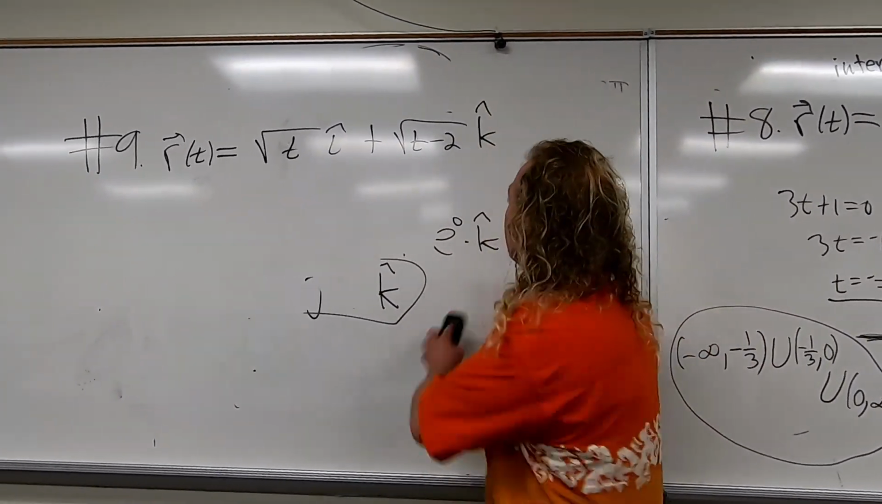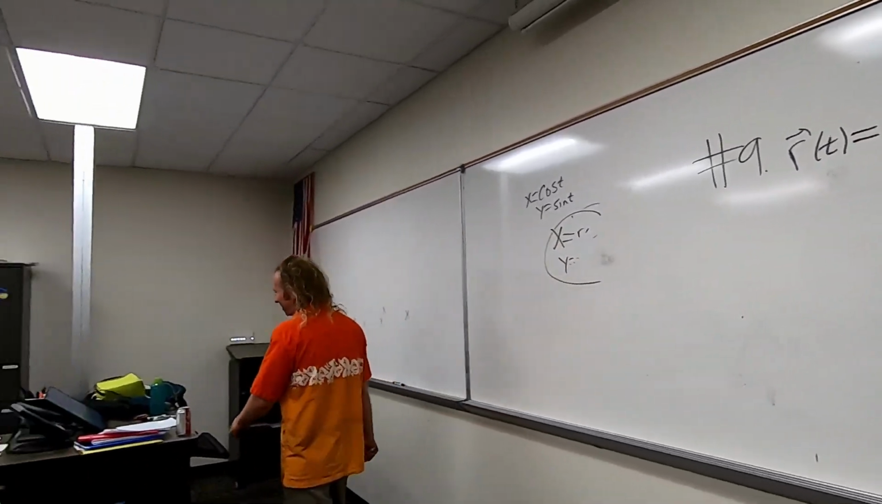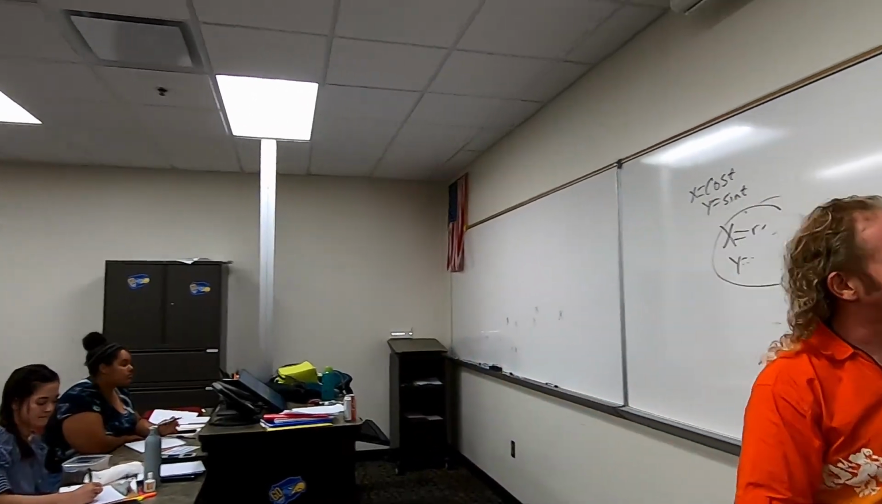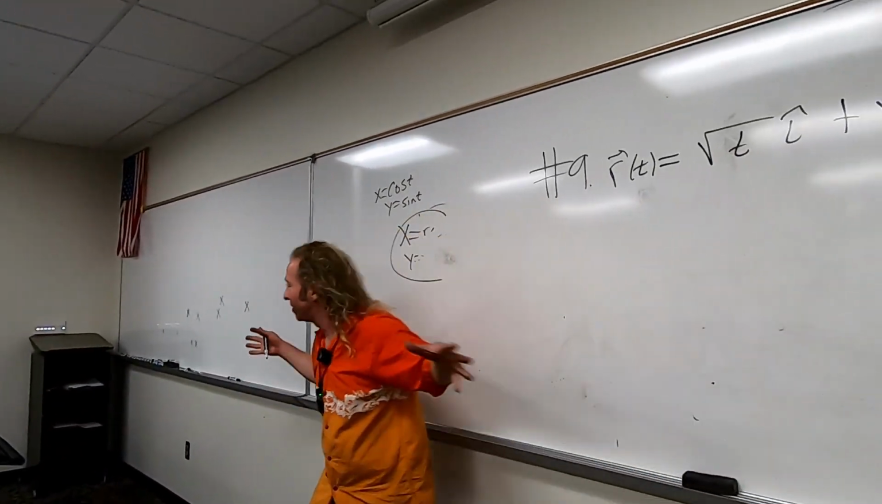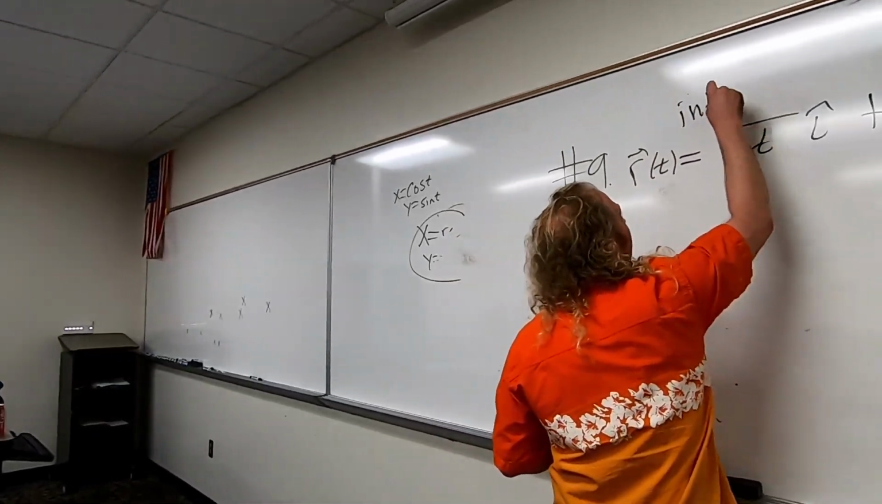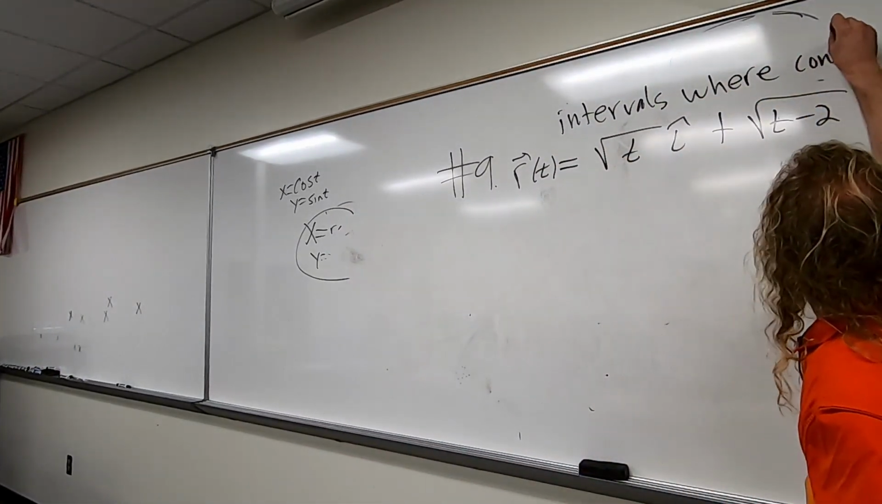Okay. So the j hat's missing. It's in the middle. It's 0 j. Oh, that's so weird. Why would they do that? It's not going to make a difference. So the question is the same. It's to find the intervals where the function is continuous.